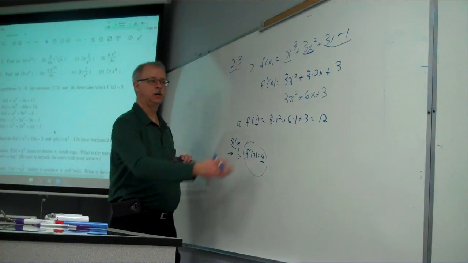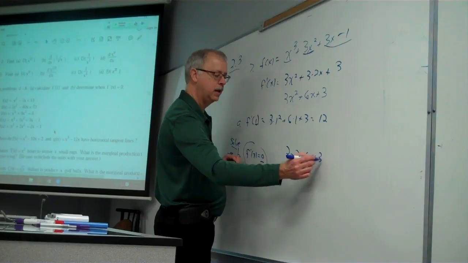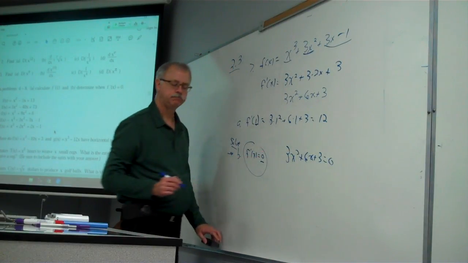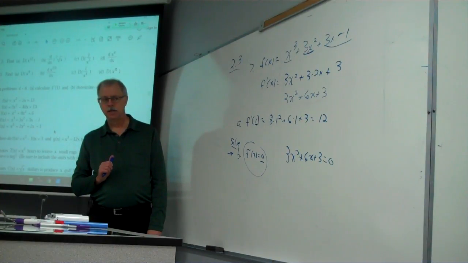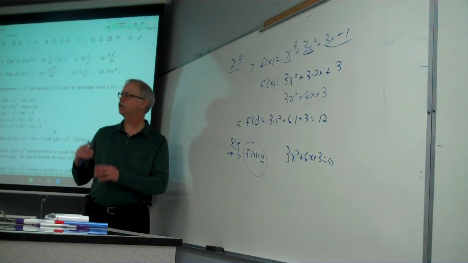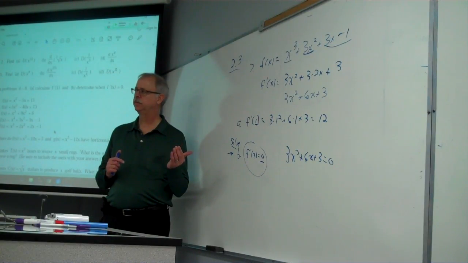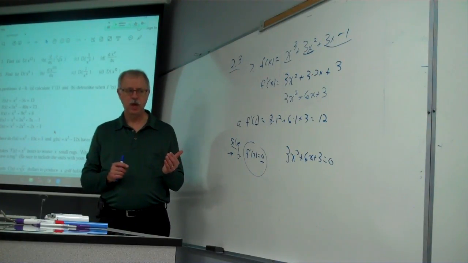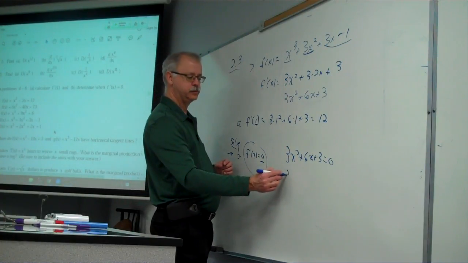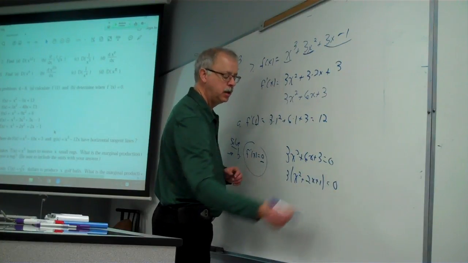Solving where the derivative is 0, we set our function equal to 0, and we try to solve it. It's a quadratic. We could go to the quadratic formula. We could attempt to factor it. Anybody see anything that does factor with this? We can pull out a 3, I think, can't we? 3 times x squared plus 2x plus 1.